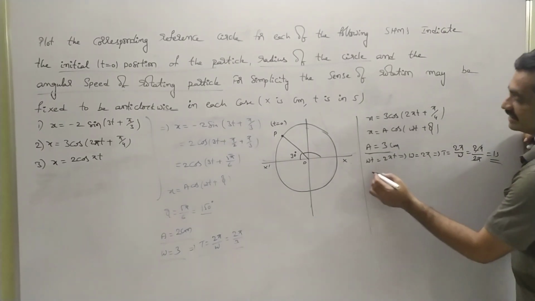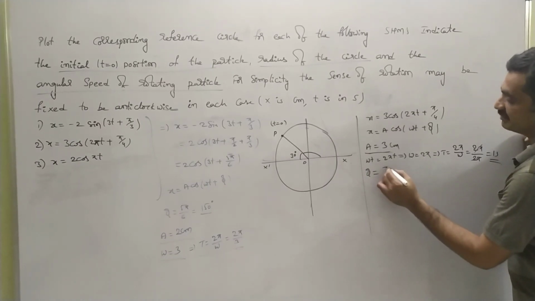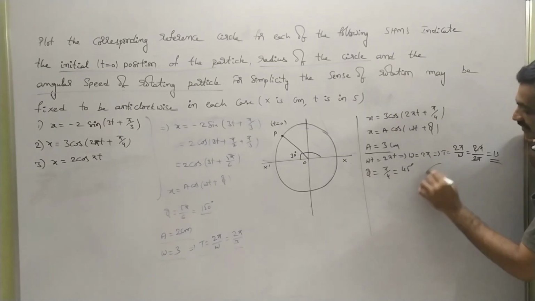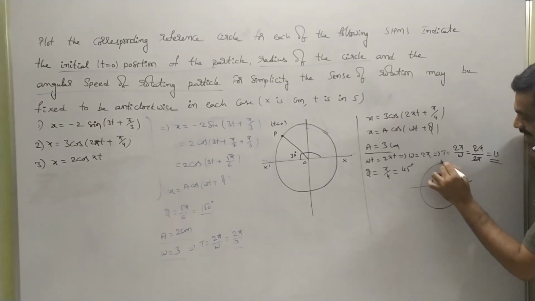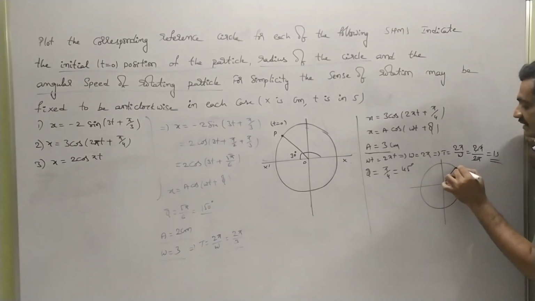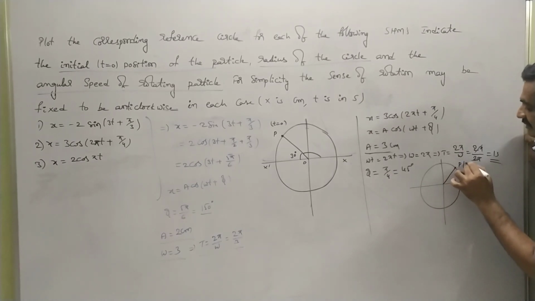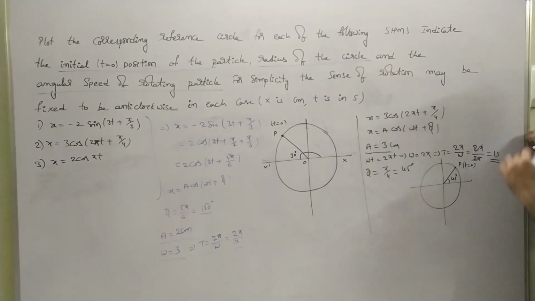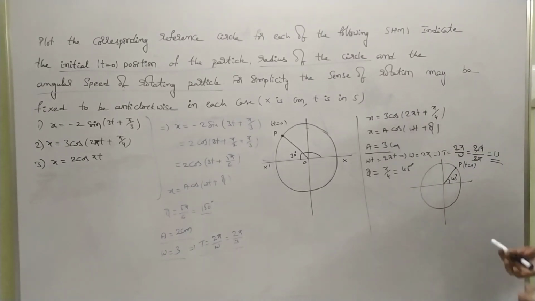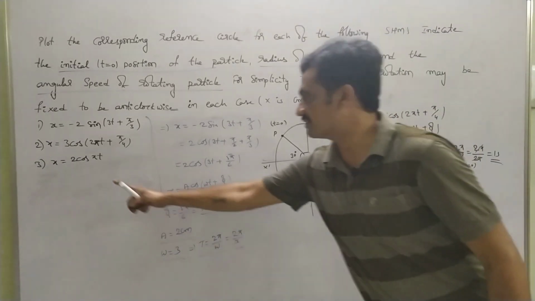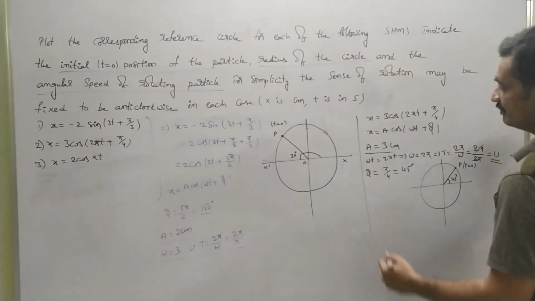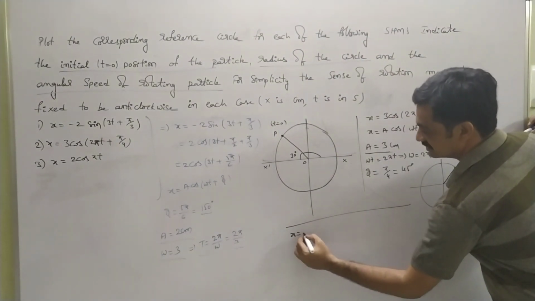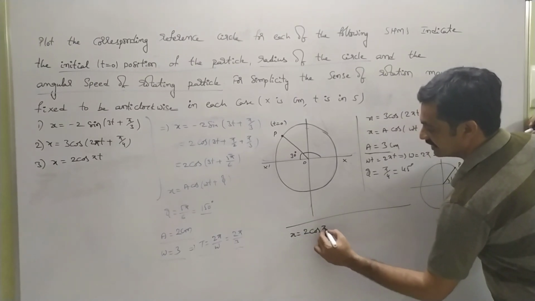And here the initial phase is pi by 4. Pi by 4 is nothing but 45 degrees. So if we represent the phasor diagram, the particle will be at this position at time t equals 0, at an angle of 45 degrees. Let us consider the third equation, x equals 2 cos pi t.